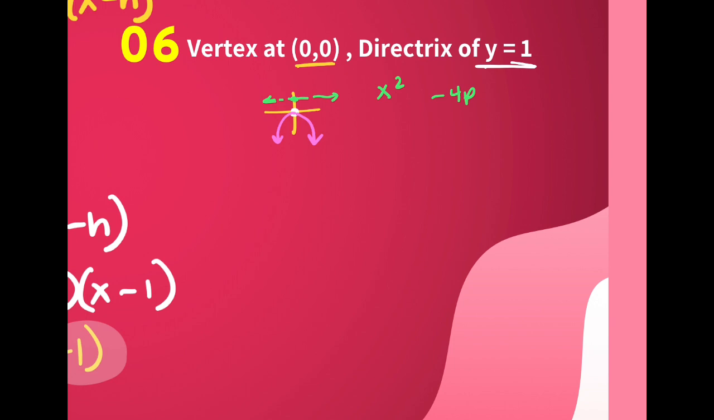The p not only was the distance from the vertex to the focus, it's also the distance from the vertex to the directrix, which is 1. So x squared equals -4 times 1 times y. So x squared equals -4y.